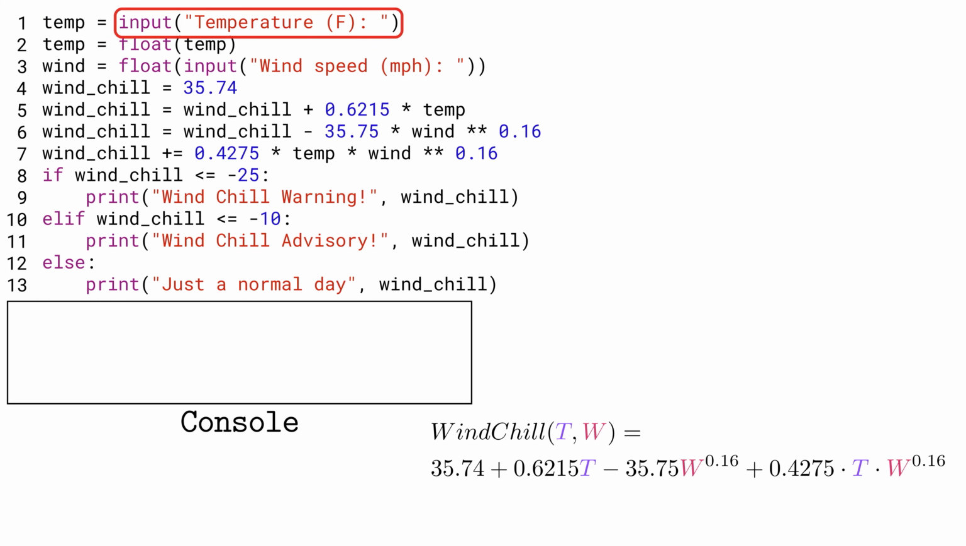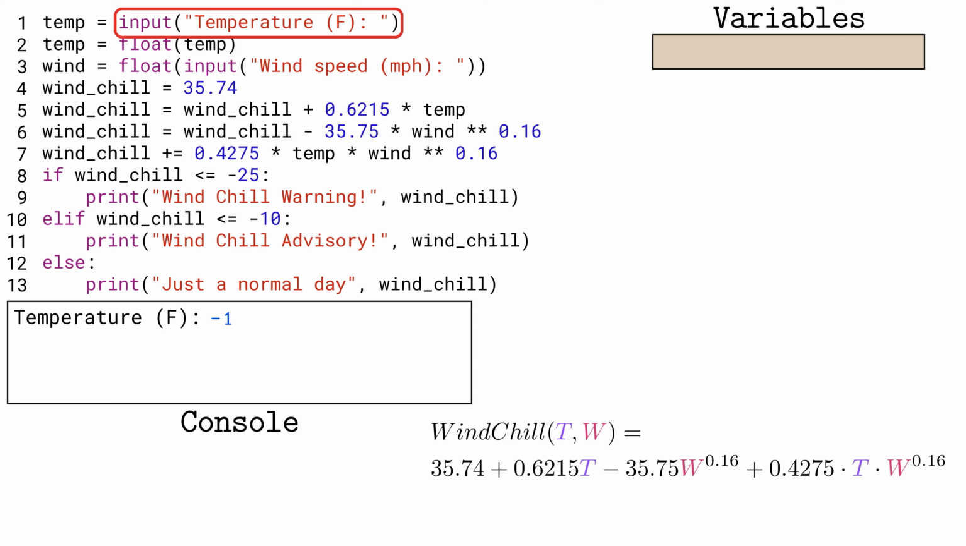This input function will display the provided text to the user in the computer console or terminal, and then wait for the user to type something in and hit enter. Assume the user types in -1 for the temperature and hits enter. In order to compute the formula later with this value, it must be saved into the computer memory. This is achieved using the temp equals part of line 1.